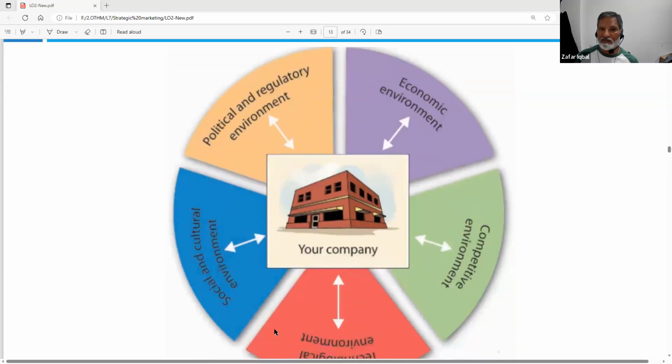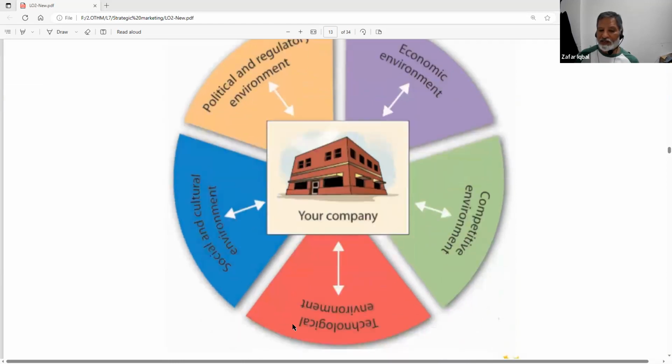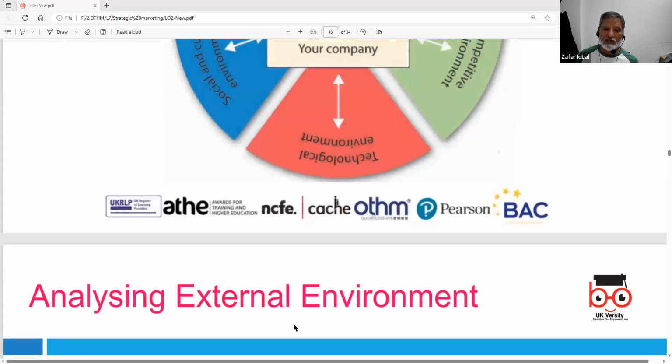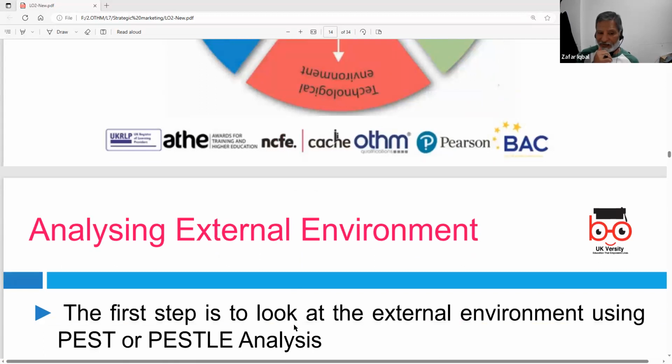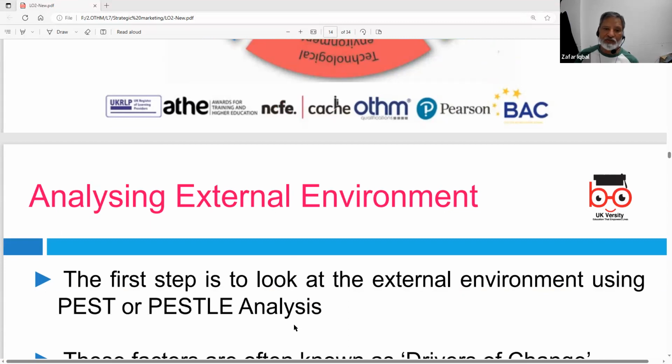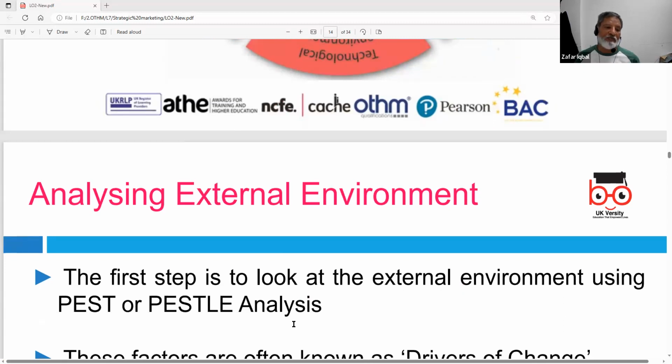Okay, the uncontrollable factors. Now the P is political, E is for economic, S is for sociological factors, T is for technological factors, E is the environmental factors, and L is the legal environment. Okay, so these are factors that are external to the organization, and we need to use the PESTEL analysis in order to look at the external environment. As I said, PEST or PESTEL.